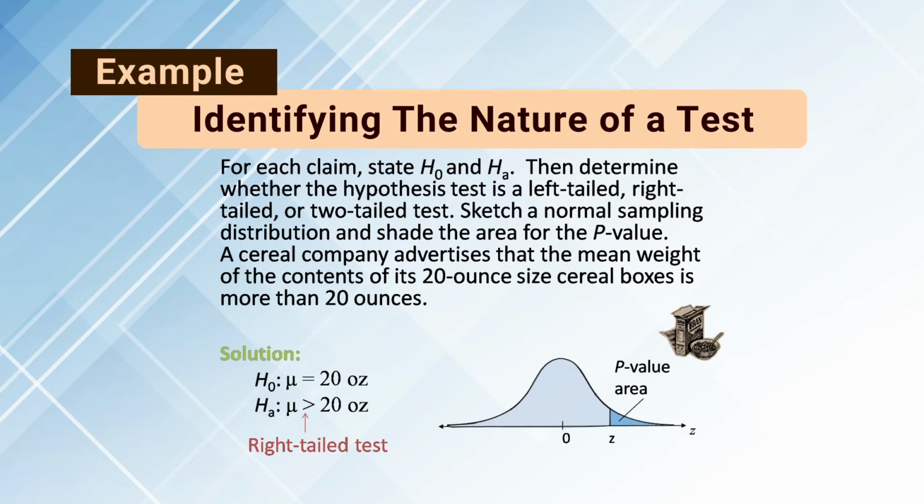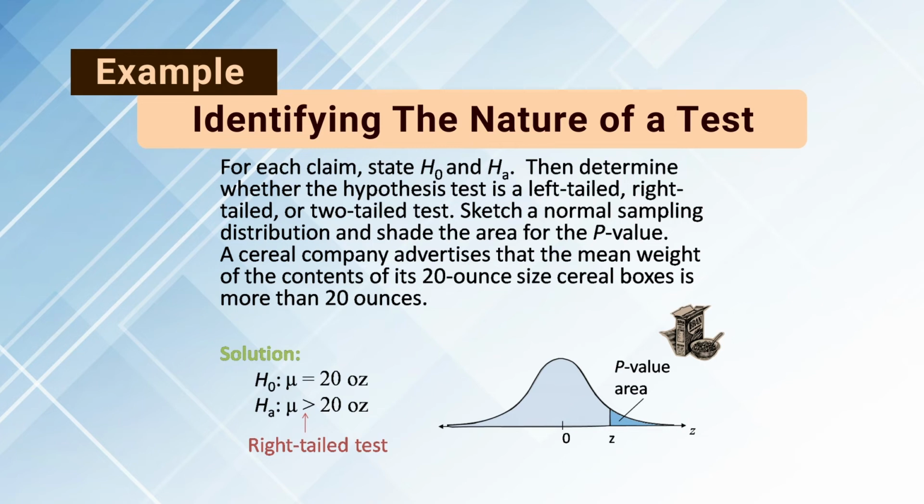Now we can take an example of a right tail test. So the alternate hypothesis is there and the null hypothesis is there. Then determine whether the hypothesis test is left tail, right tail or two-tailed. We are going to sketch a normal sampling distribution and shade the area for the p-value, and take the example of a company that advertised that the mean weight of the contents of its 20-ounce size boxes is more than 20 ounces. So mu equals 20 and mu is greater than 20. So now we have a p-value area which is at the right side. So that is the reason we are saying it's a right tail test.